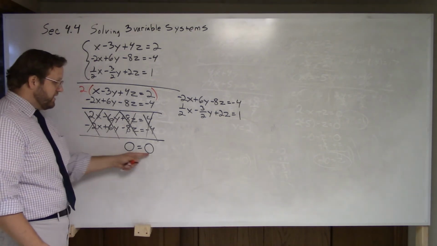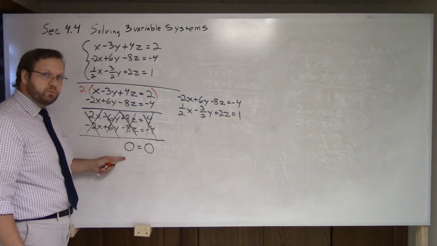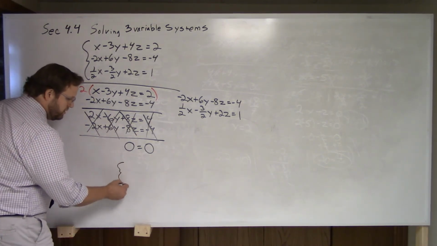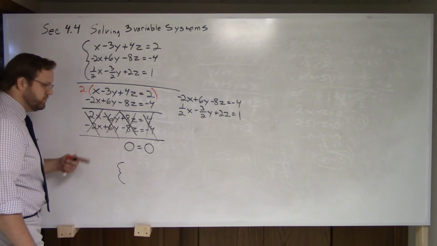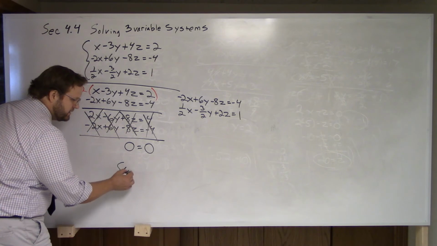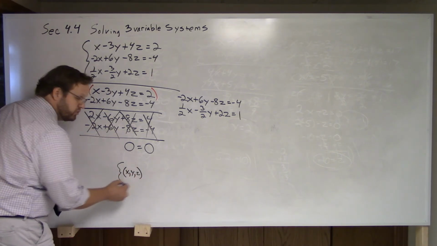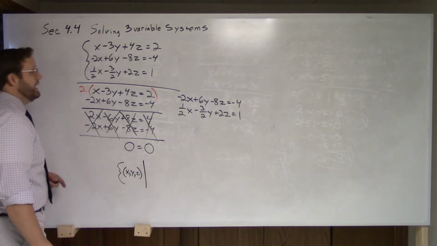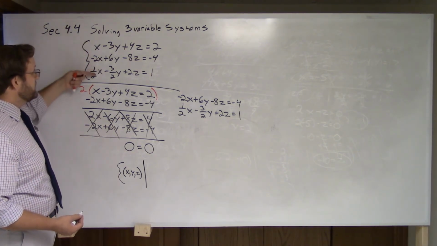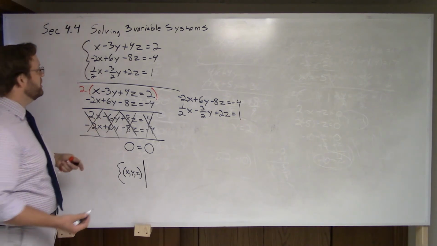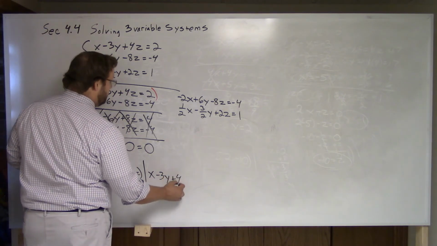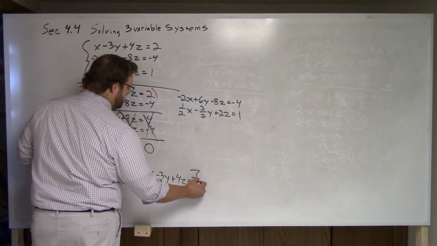Now, when we saw that, what did we always say? That's when we had infinitely many solutions. In this case, we're going to do kind of the same thing as we did with the two variable systems. But here we're going to say I have x, y, z ordered triples such that it has to work for this equation. I'm going to pick any one of these I want. I'm going to go with this top one just because the numbers are smallest. So I'm going to go with x minus 3y plus 4z equals 2.